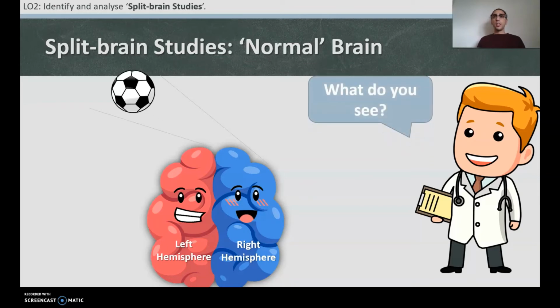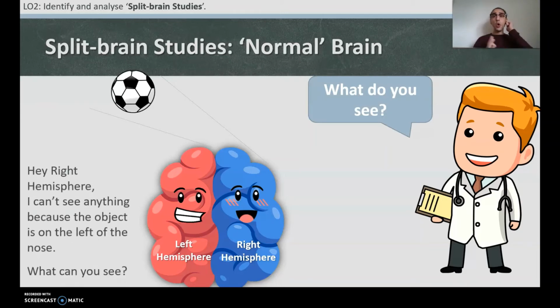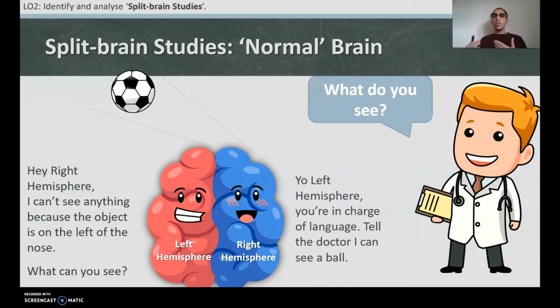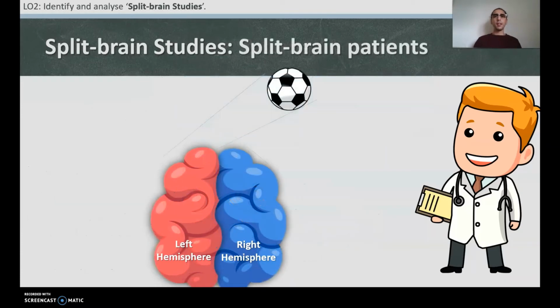The doctor says to them, "What do you see?" And the ball is in the left visual field. This is a normal patient. So this is what the left hemisphere might say. "Hey, right hemisphere, I can't see anything because the object is on the left side. What can you see?" "Yo, left hemisphere, you're in charge of language. Tell the doctor I can see the ball." "We can see a ball, doctor." Brilliant.